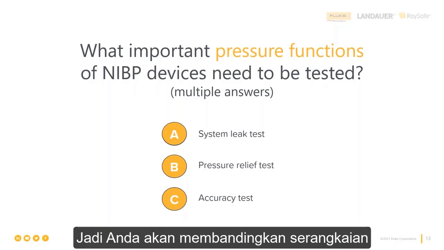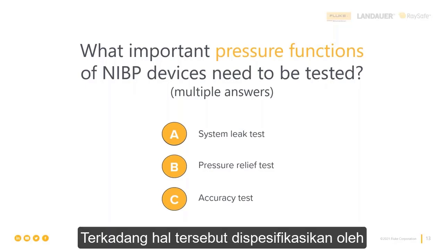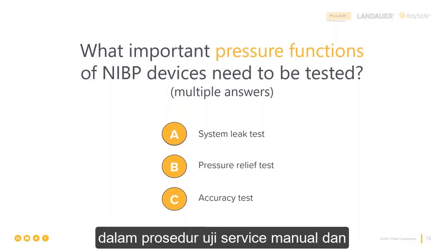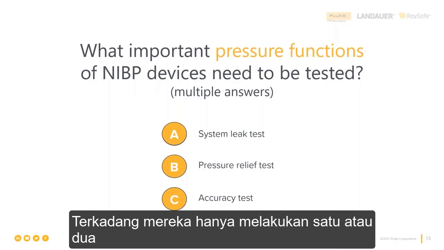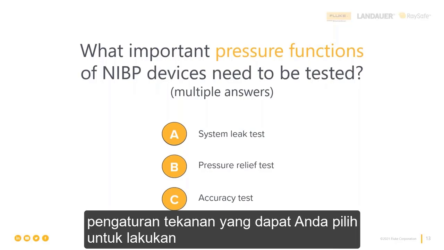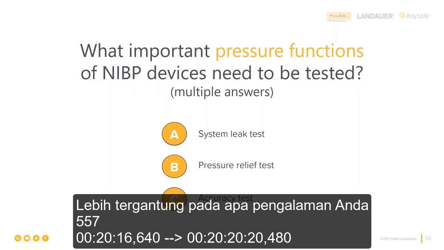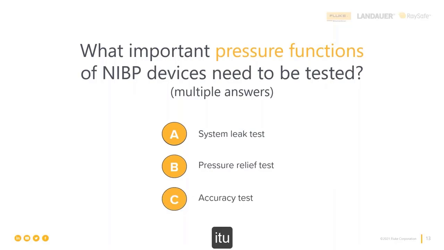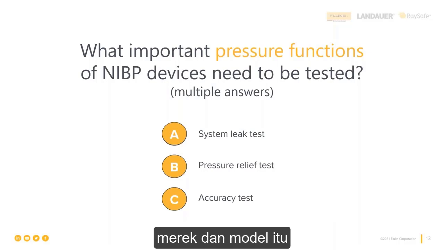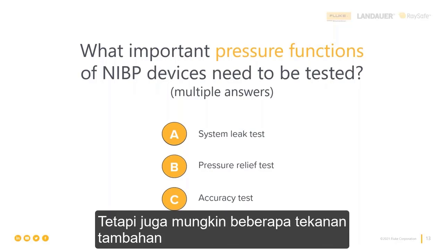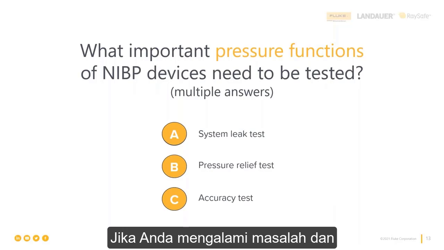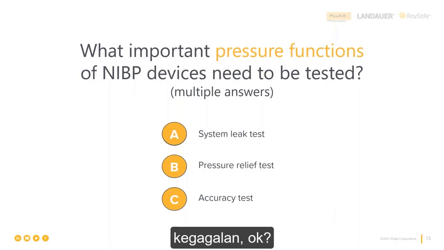So you're going to compare a series of measurements. Sometimes those are specified by the manufacturer in the service manual test procedure, and sometimes they only do 1 or 2 pressure settings. You may choose to do more depending on what your experience is with the NIBP devices that you're measuring, with that brand and model. So make sure that you're testing not just what the manufacturer is saying, but also maybe some additional pressures if you've been having trouble and failures. But those all require that we be in the service mode, that we can control the relief valve so we can actually pressurize the system.